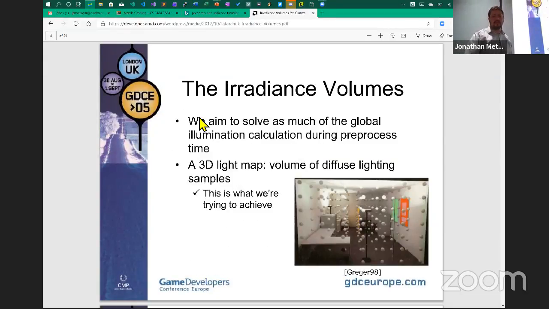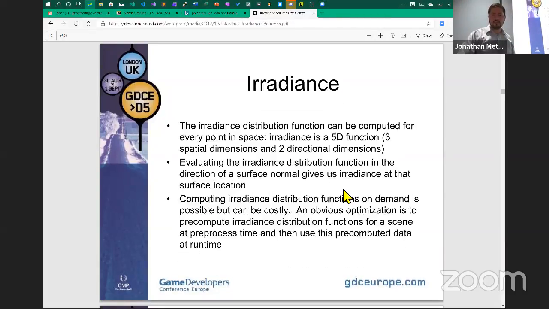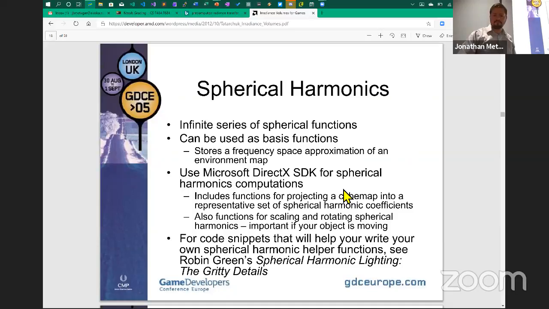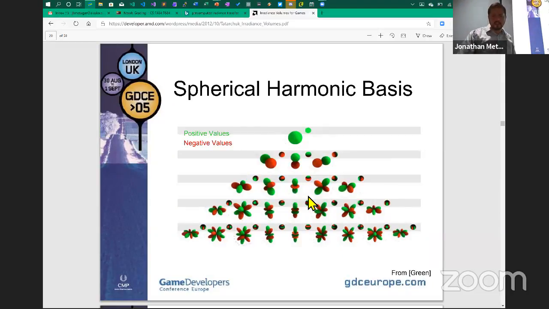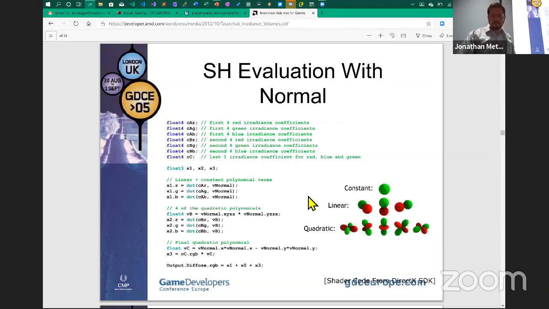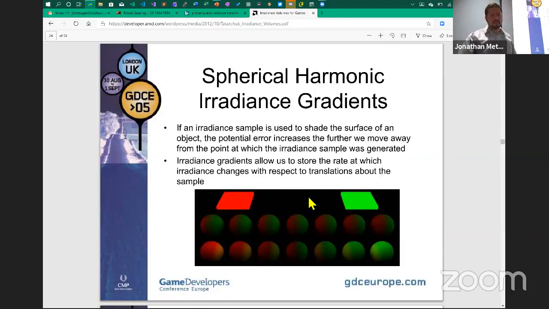So here's a radiance volume, Gregor 98. This is one of the first works where they would put all these volumes in space on a uniform grid. They're explaining how the irradiance works. There's Fourier theory where you add several sine functions together and you get your complicated function back out. This is talking about why you need to use irradiance gradients.